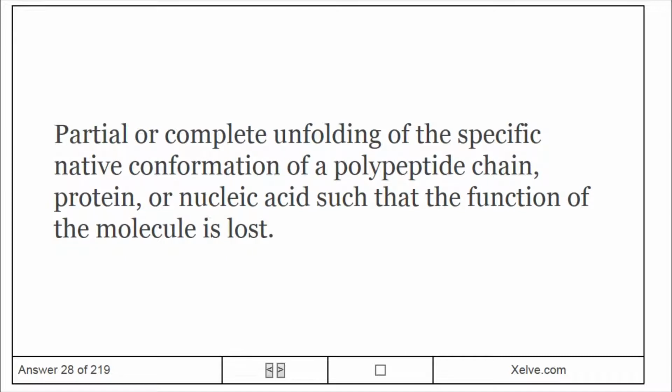Denaturation. Partial or complete unfolding of the specific native conformation of a polypeptide chain, protein, or nucleic acid such that the function of the molecule is lost.